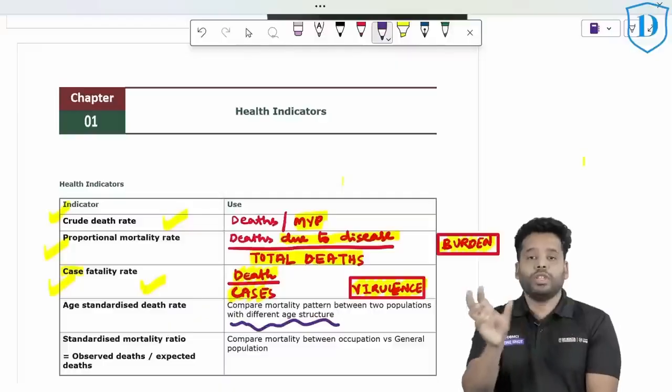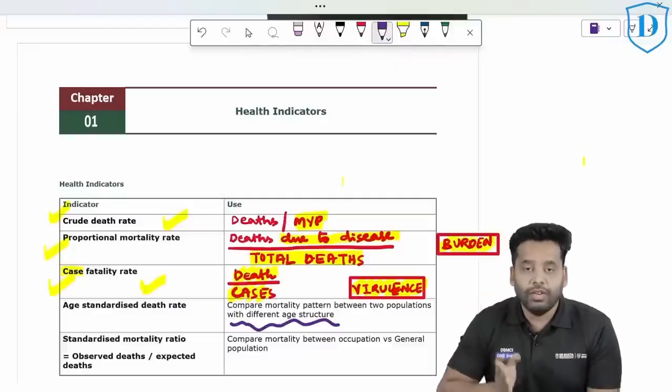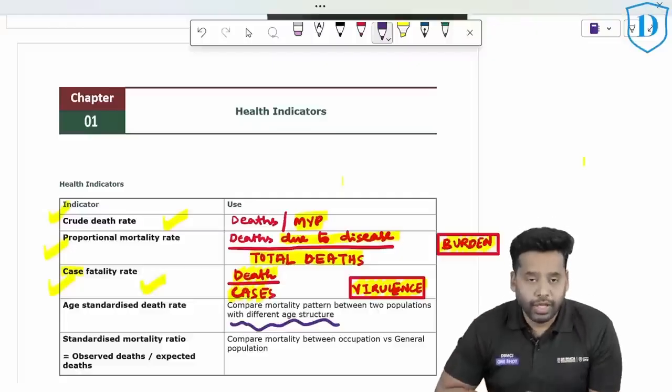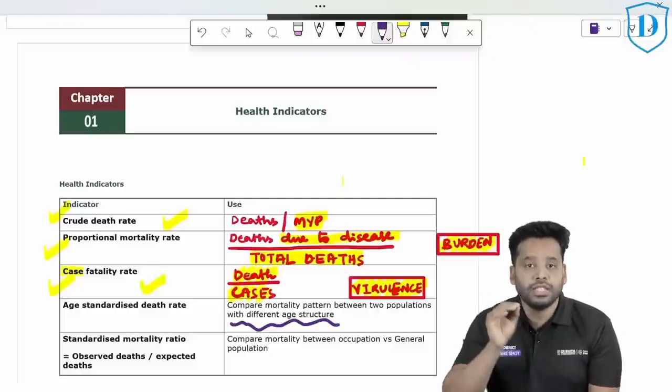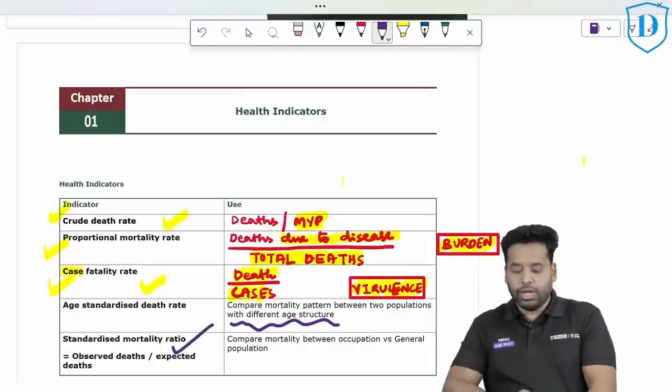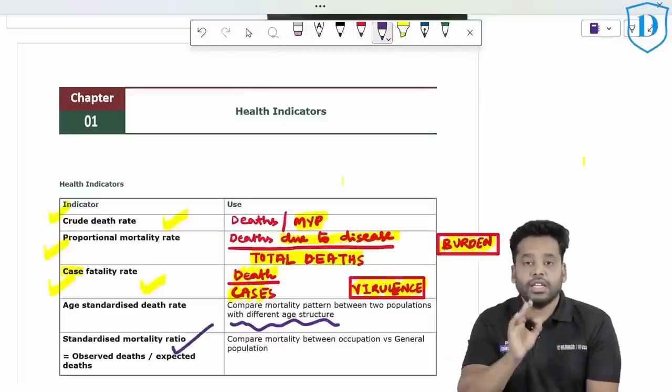Two populations with different age structure will have different levels of mortality pattern. Crude death rate should not be used. In such a situation, we have to use age standardized death rates. Standardized mortality ratio. Answer my next question. Standardized mortality ratio.